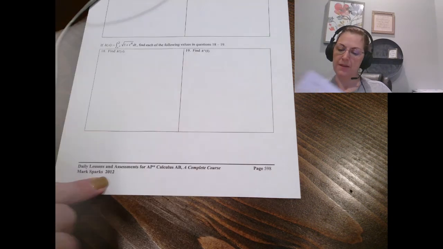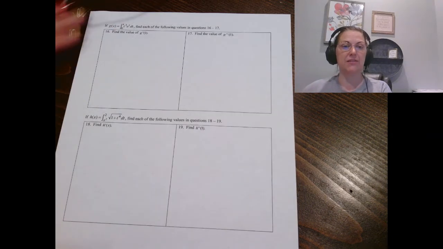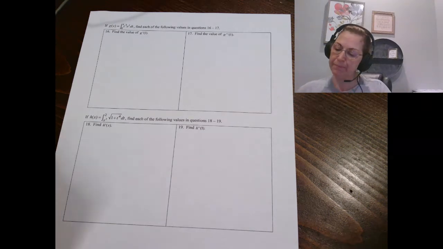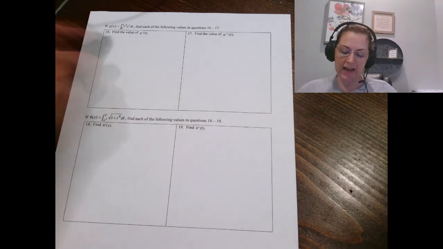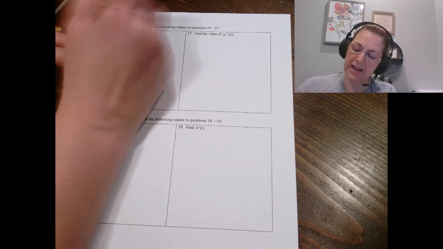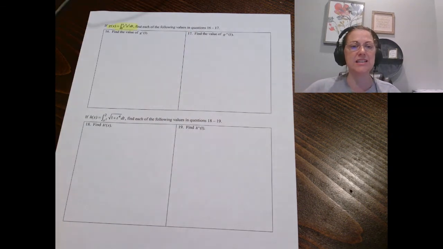Okay, just a few more. And these are just a little bit more complicated functions. So we want to make sure we understand what's going on, right? So look at how g of x is defined. It's the integral from 0 to x of t to the third e to the t.